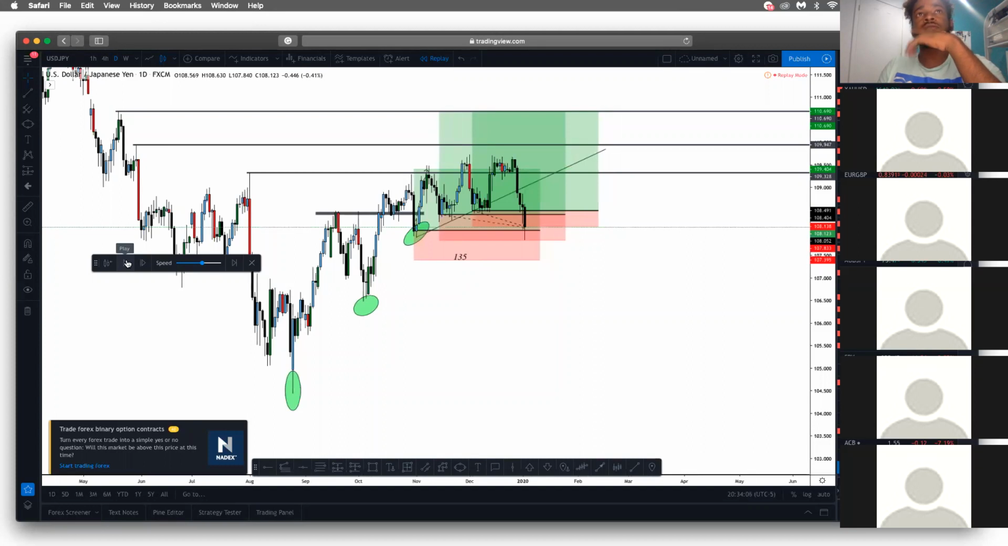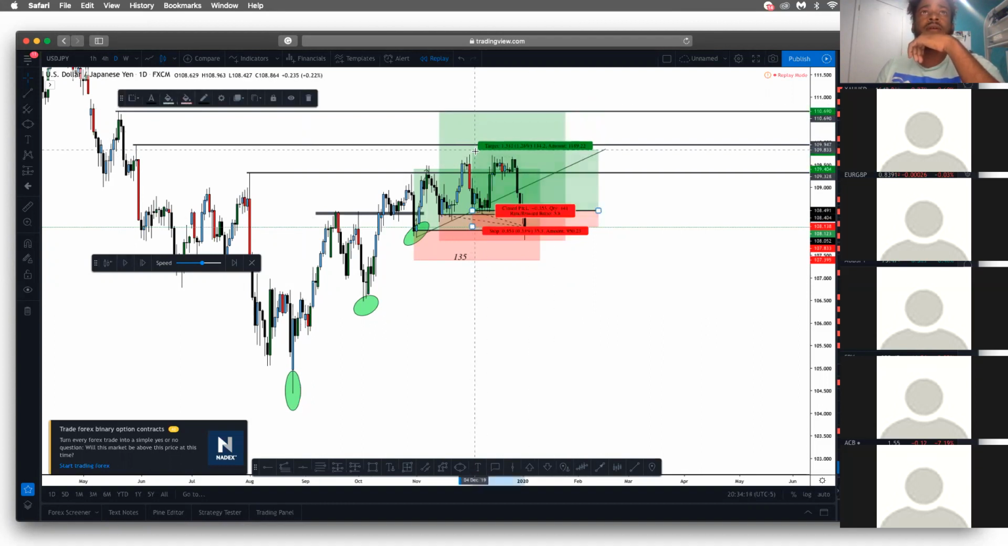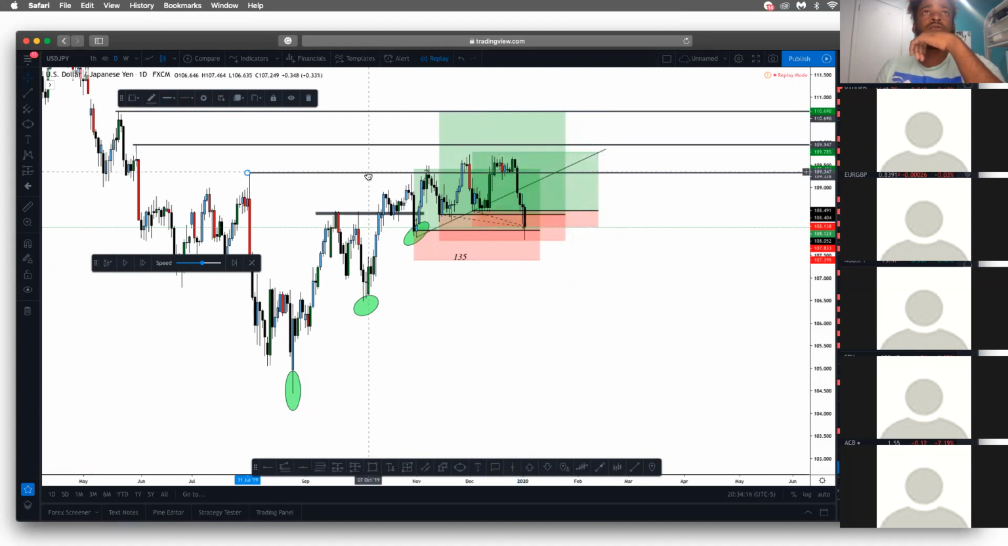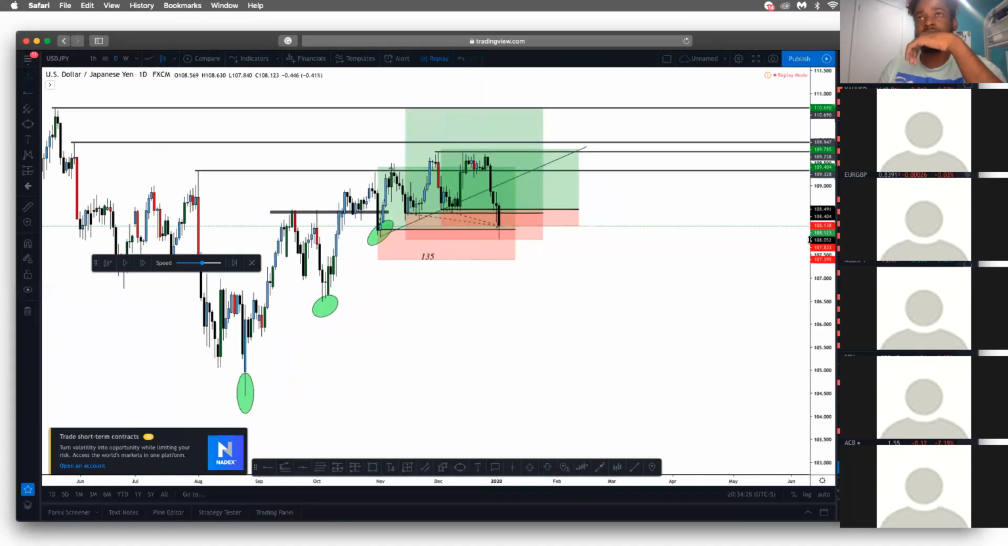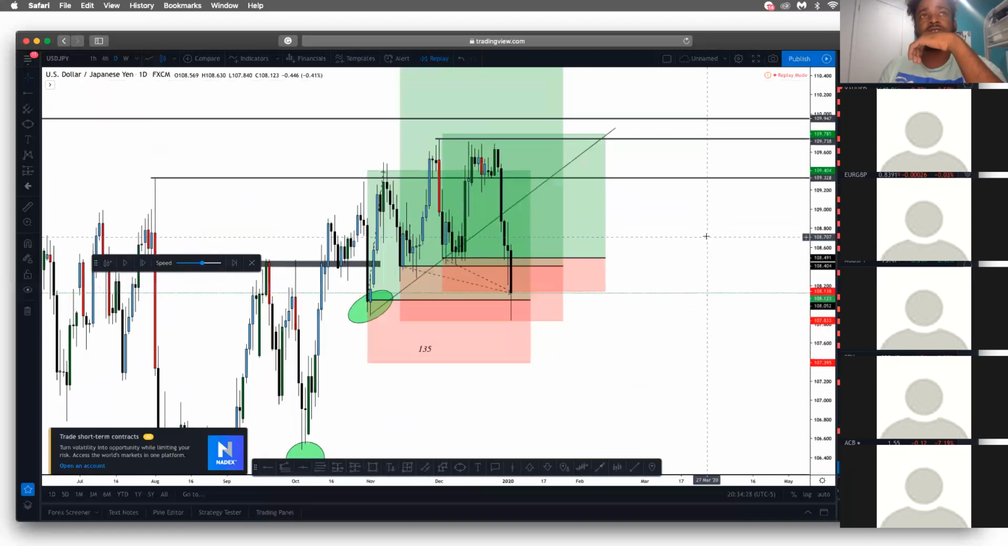Okay, so right here, we get stopped out. Now the market did come up. We should have, remember what I said before, right? Usually the first target is the last high. So this should have been our first target, right? And that was also the most recent support and resistance level, right?